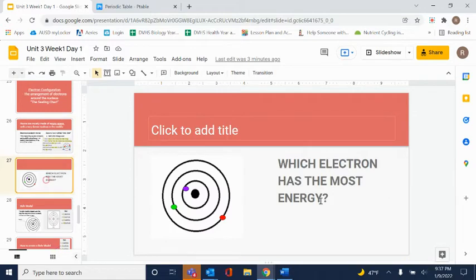I would ask you a question like this maybe on a quiz or a test. Which electron has the most energy? Remember, the further away from the nucleus you get, the more energy you have; the closer, the less energy you have.